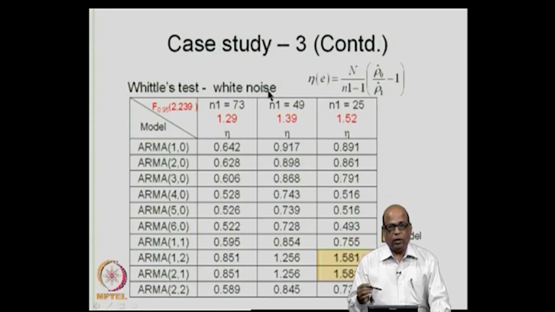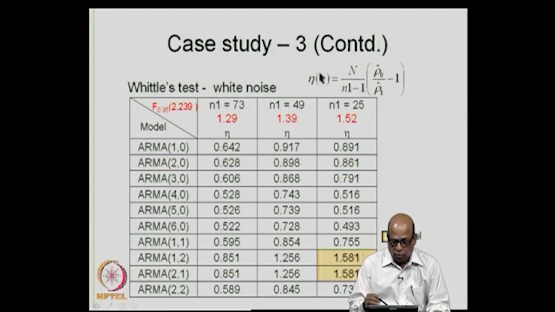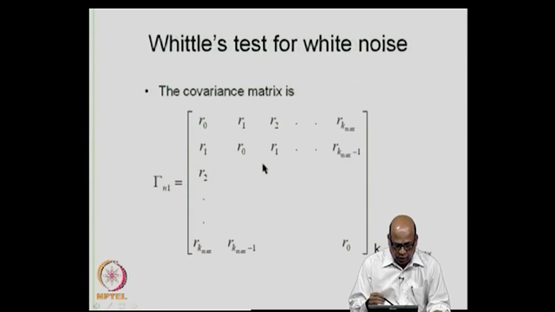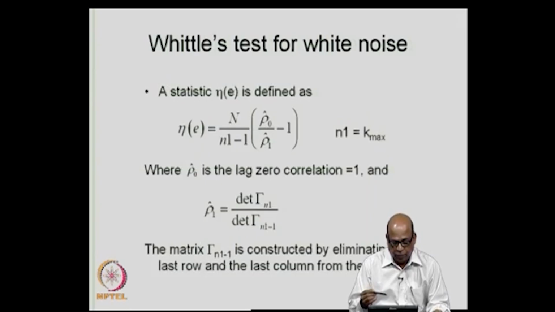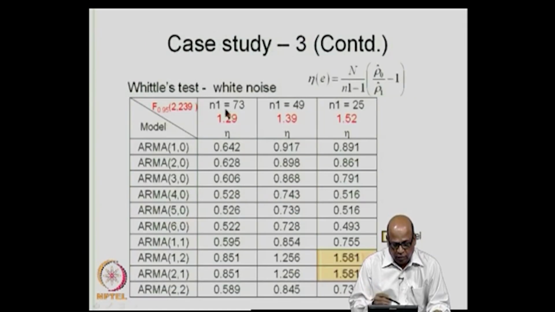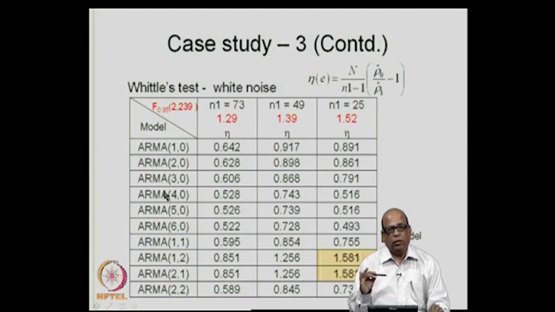So, for the case study now, let us carry out Whittle's test. You know how to formulate it now. I have not given all the data details of the covariance matrix and so on; I leave it as an exercise for you. I will give you the final results here. For Whittle's test, we do it for all the candidate models, although we could do it only for the particular model that we have chosen, namely ARMA 40.